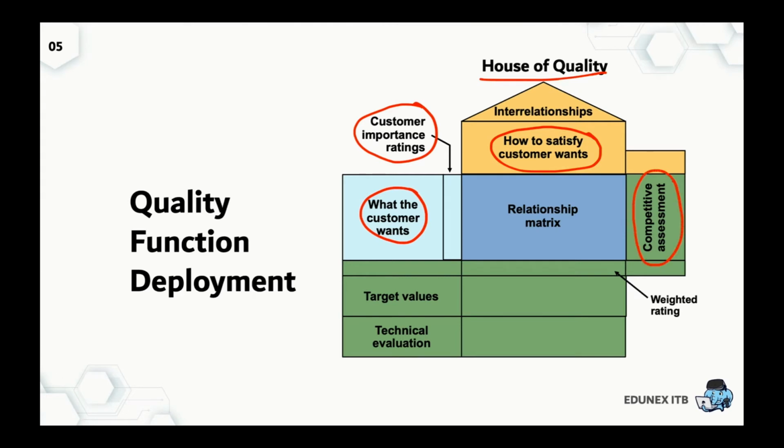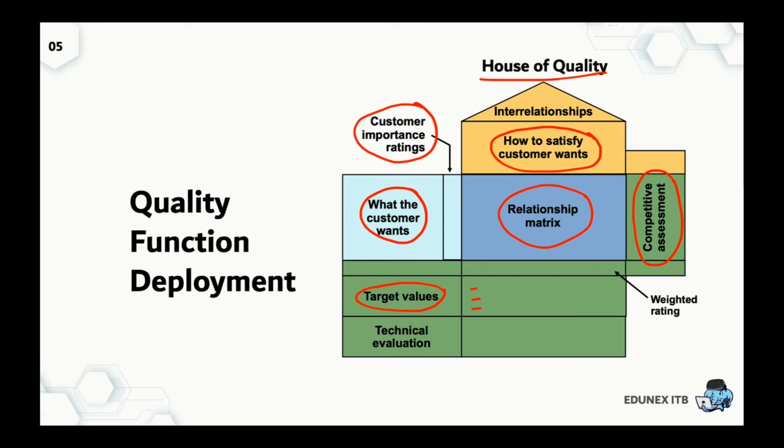So we benchmark with the other companies. The one below is what we call the target value. In how to satisfy the customer, we have some targeted values that should be listed here. And this is the technical evaluation. This is the core of this house of quality matrix, what we call the relationship matrix. This is the relationship between what the customer wants and how to satisfy the customer.